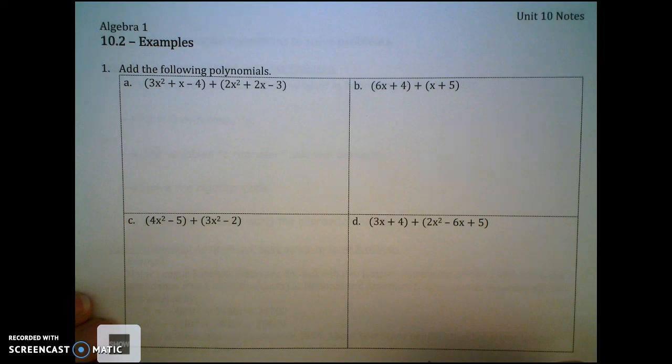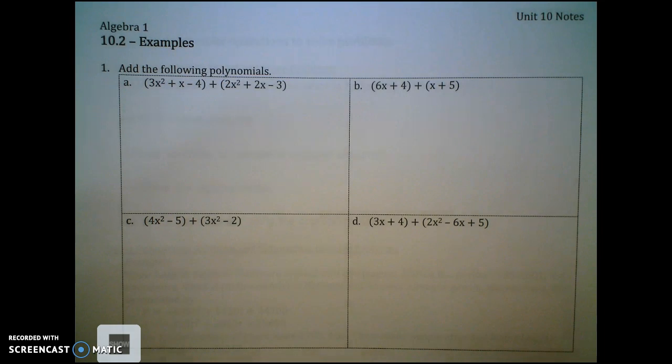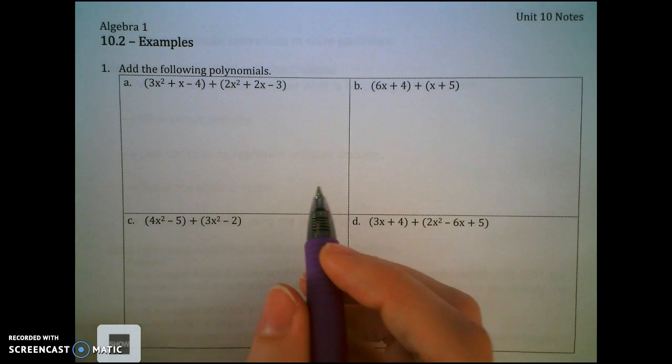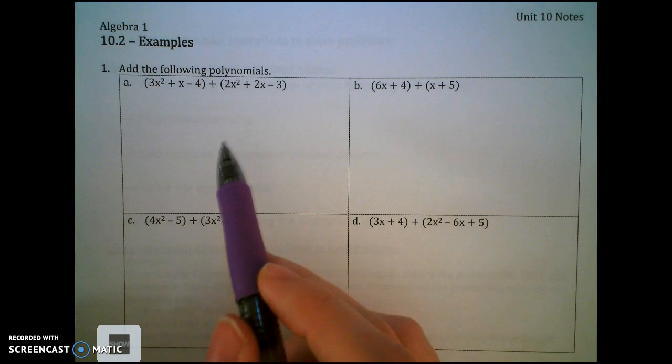All right, 10.2 examples. For our 10.2 examples, we will look at adding polynomials and subtracting polynomials. You can use whichever method you prefer. I'll try and do both here for separate problems so you can see both ways. Now, for the first one, we'll go ahead and use the horizontal method. So I'm just going to group my like terms here.